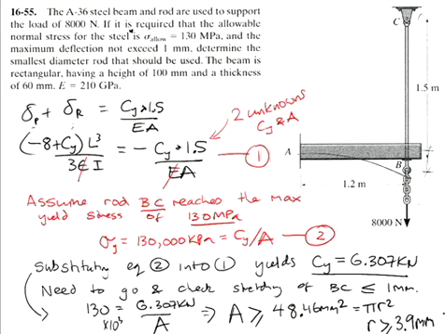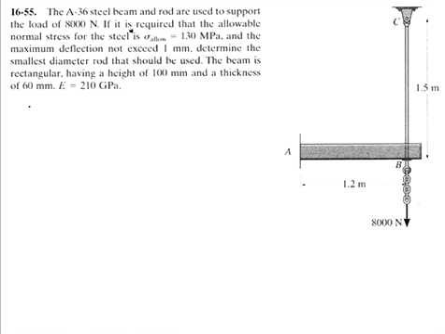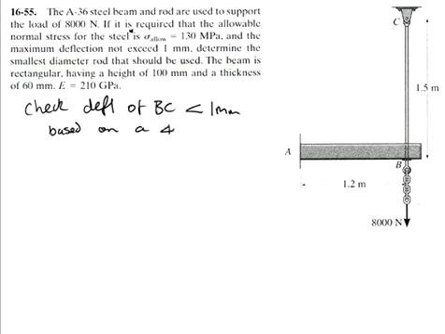So thus, let's check the deflection of BC is now less than 1 mil, based on a 4 mil radius, 8 mil diameter rod. So delta is equal to PL on EA.